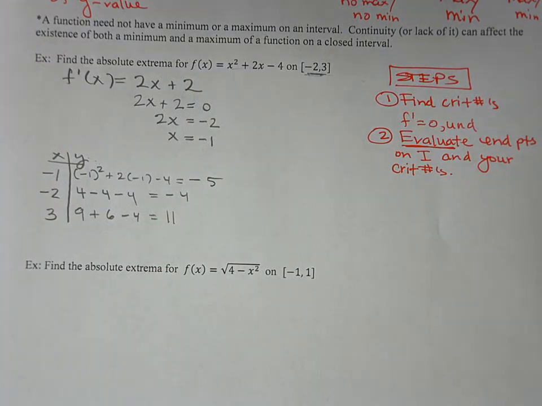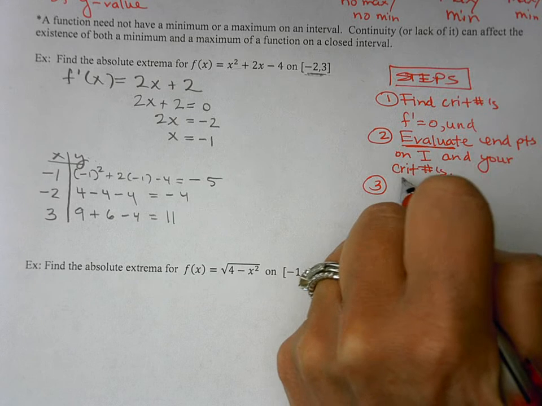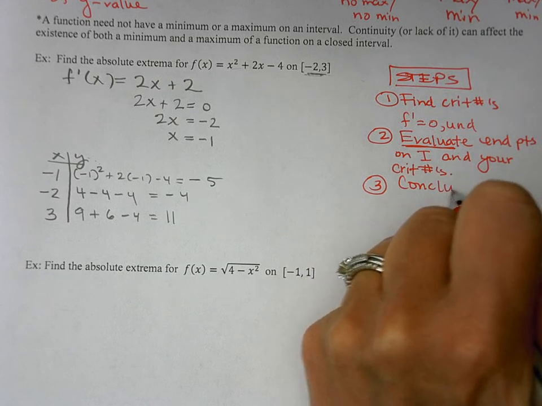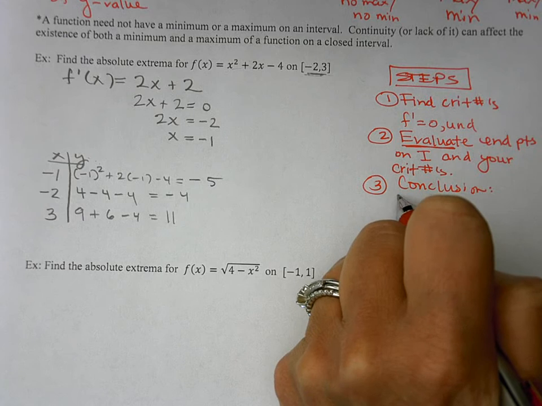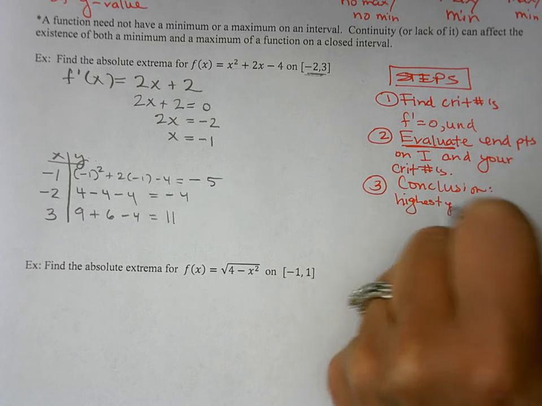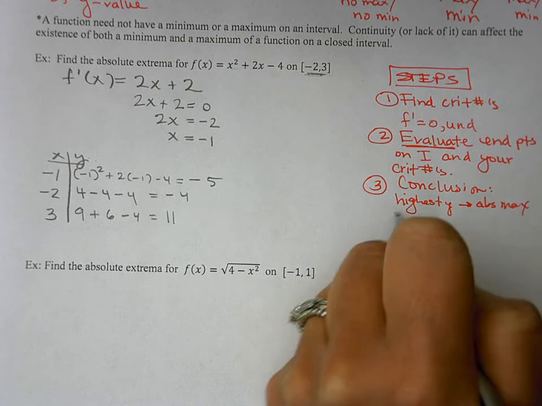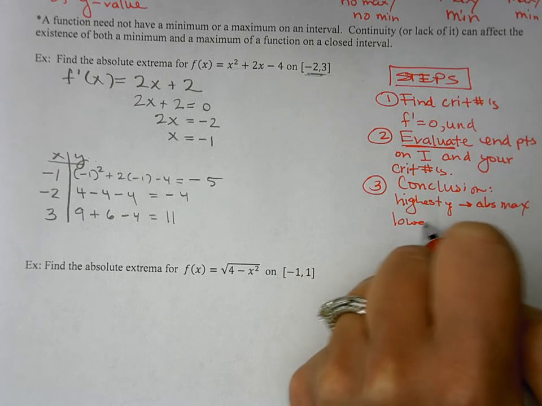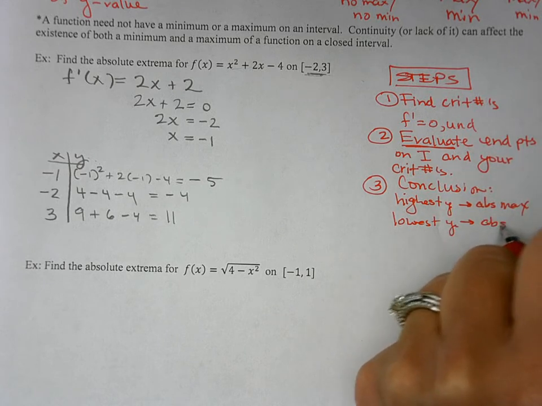Okay, and once I do that, then I'm going to make my conclusion. Your conclusion is the highest value of y. So the highest y is your absolute max, because again, we want to answer in terms of y unless we're told otherwise. And our lowest or smallest y is our absolute minimum.